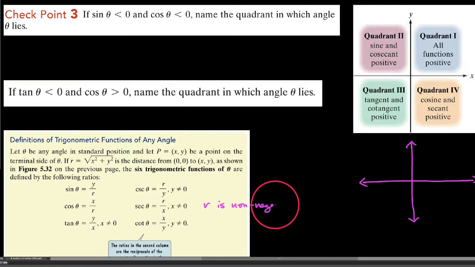As a matter of fact, I really am tempted to write r is always positive. We say r is always positive. And so assuming that r is positive, then you could see that the value of sine would depend clearly upon the value of y, because y over r is really something over a positive. So if our y value is positive on the point that's on our terminal side, then our sine value will be positive.